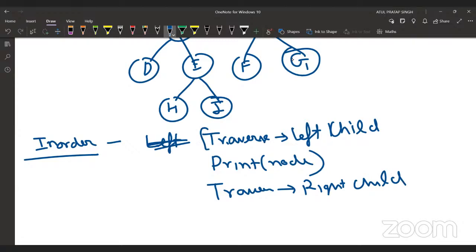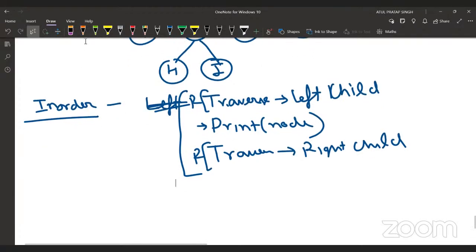So these are the recursive parts, and this is the simple statement. If we are starting in-order traversal from any node, for example from the root node, we first recursively call this traversing algorithm on the left child. Then in the next step we print the node, and then we recursively call this traversing algorithm on the right child. You can just remember these three steps for in-order.